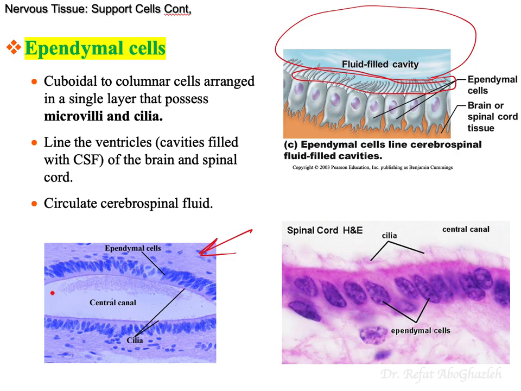When you say ventricles and canals, like the cavities in the brain and spinal cord filled with cerebrospinal fluid, right? So by their cilia, the CSF is moved. It's not the only way by which CSF is moved, but one of the functions of the cilia of ependymal cells is to move the CSF inside the ventricles and spaces or cavities in the brain.